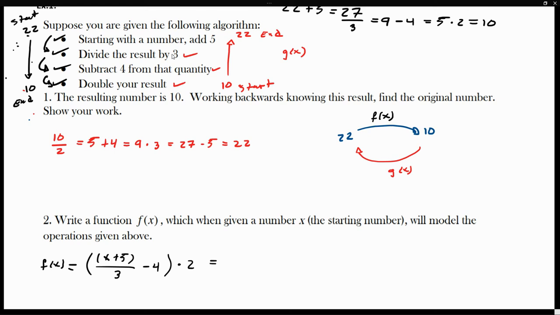And let's just try to simplify this. Let me just work with the inside. Let me make sure they have the same denominator. So now I can just rewrite this as x plus 5 over, this will be 12 over 3. I'm just simplifying this.